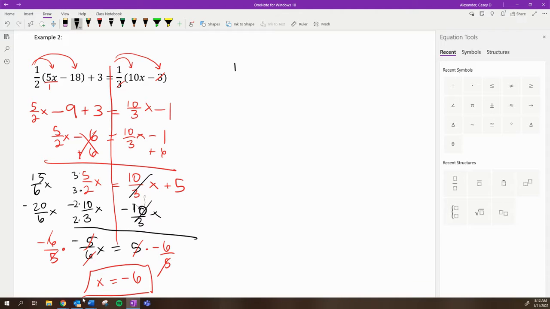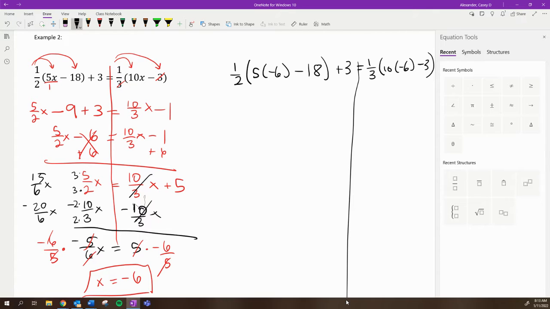Going back to the original equation, I'll write 1/2 times 5 times -6. I'm substituting -6 everywhere I see the letter x. And so I have to do so on the other side as well. Okay, so now let's start seeing if these two sides are the same. It's a question right now. Is this true? So 1/2 times, let's see, 5 times -6 is -30. And then -30 minus 18 is -48.